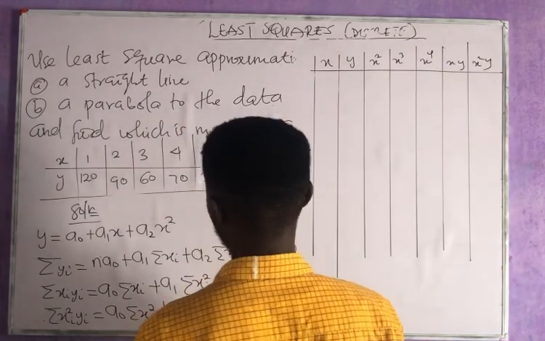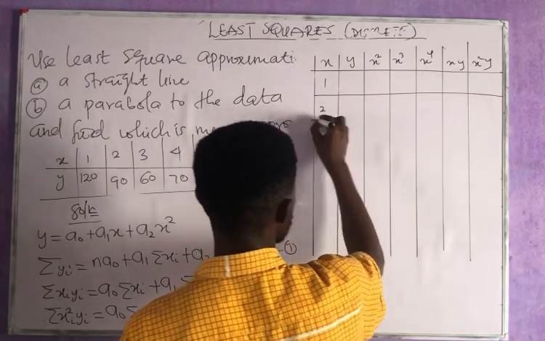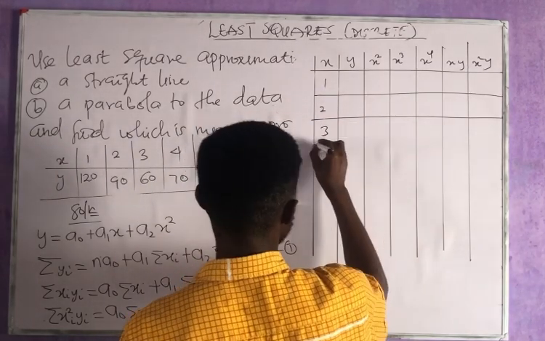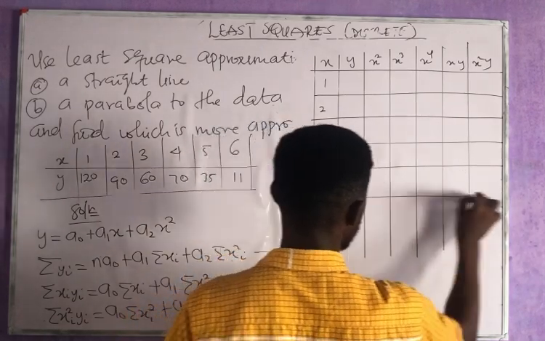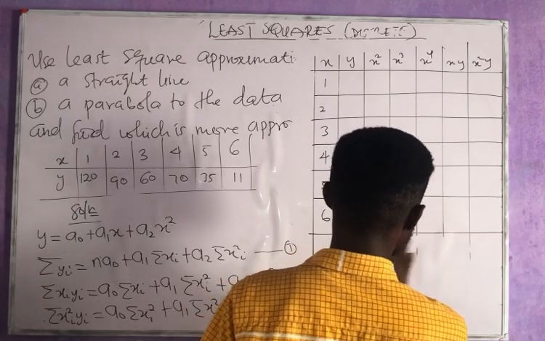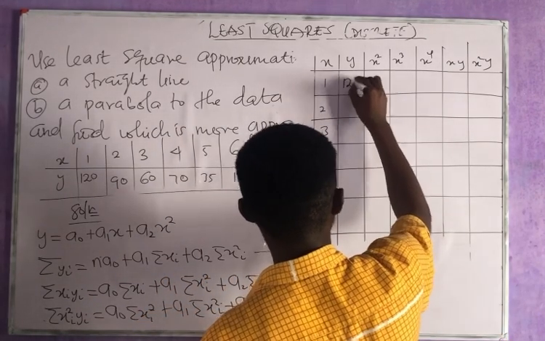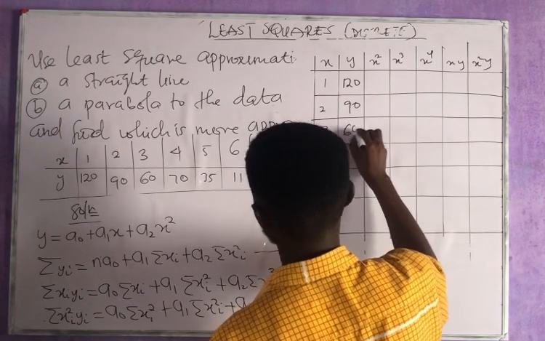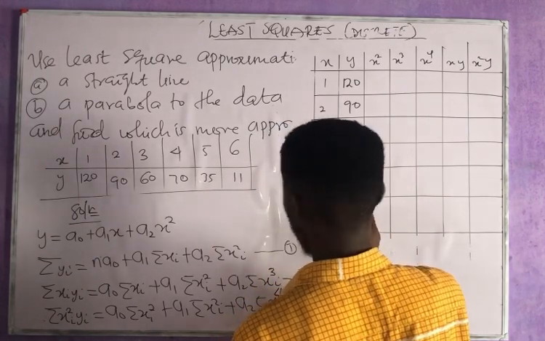Is that okay? So our values of x are 1, 2, 3, 4, 5, 6. Okay, so our values of y, you have 120, 90, 60, 70, 35, and 11.